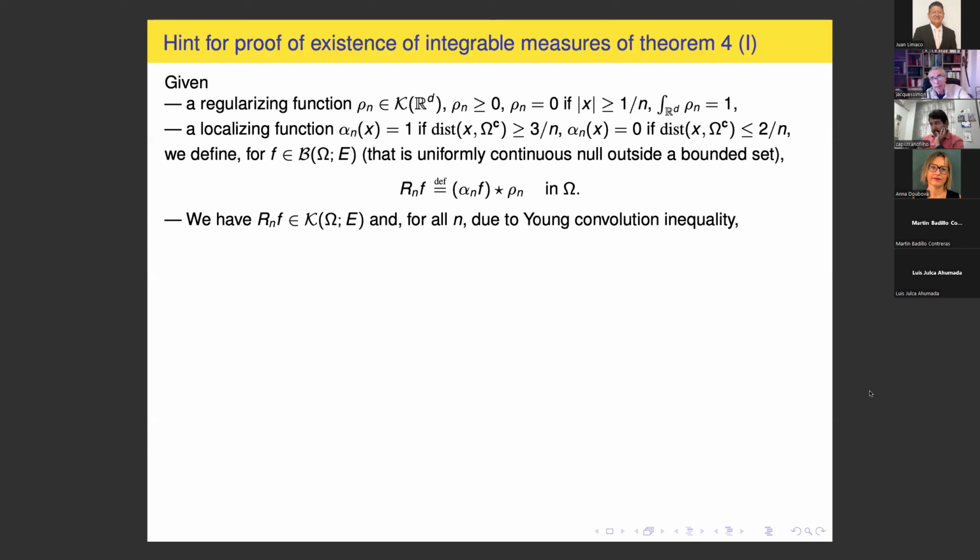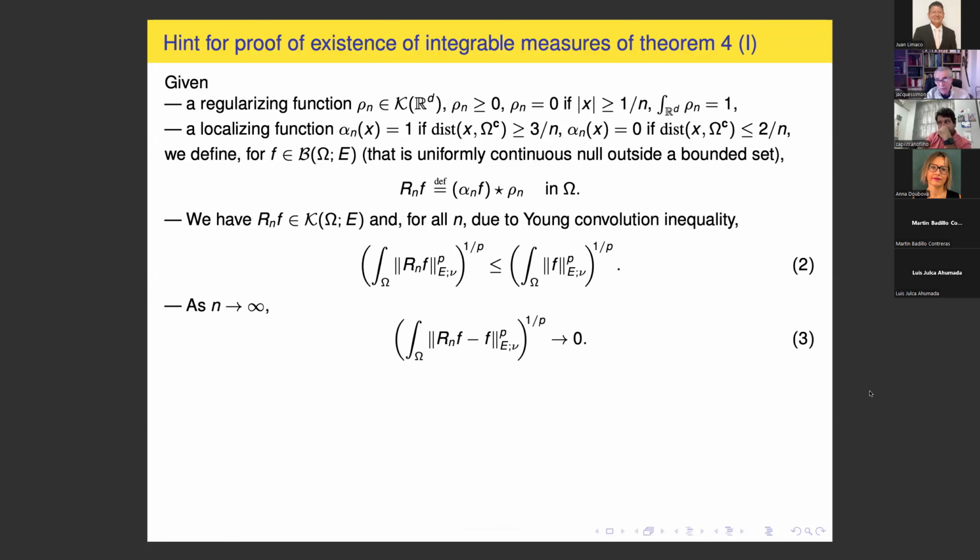And so we obtain Rn f, which is a function with compact support, which is uniformly continuous. And due to the Young inequality, we have the integral of the regularized to the power p less than the integral of the function to the power p. And as n goes to infinity, Rn f goes to f, the regularized goes to the function. And the map Rn is continuous from the measures into continuous functions.